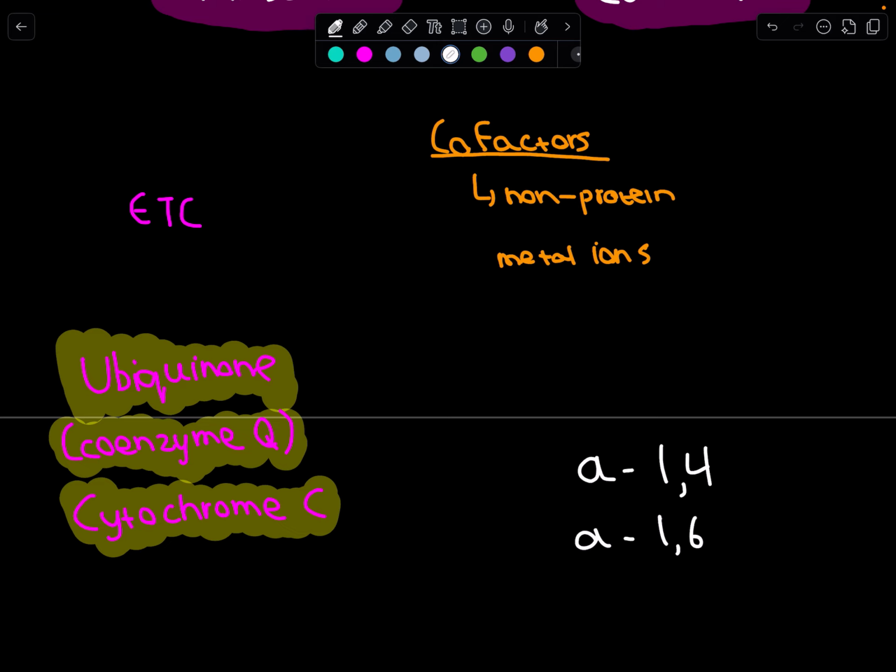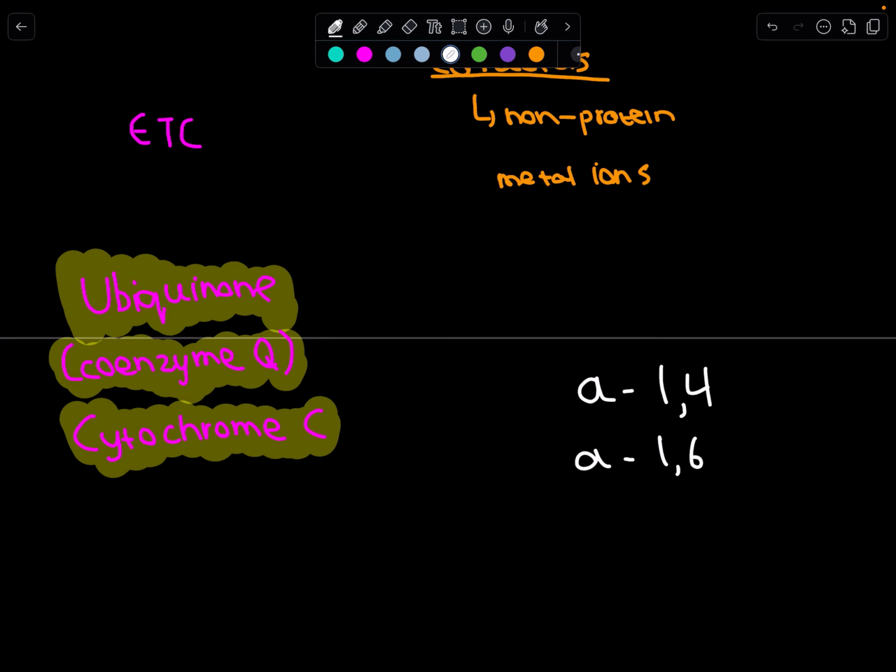I want to ask you about alpha-1,6 and alpha-1,4. Why is it important to understand this? And what's this alpha?